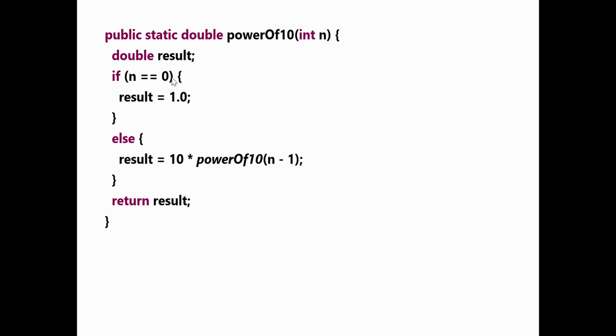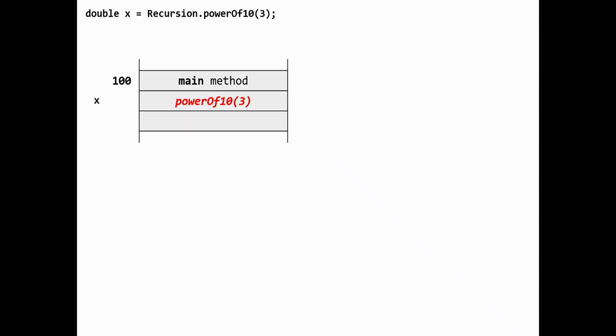So if n is 0, you're done, because 10 to the 0 is 1, so you just return 1. If n is greater than 0, then you return 10 times the power of 10 of n minus 1, because 10 times 10 to the n minus 1 is just 10 to the n. And so that's a really very, very simple recursive method.